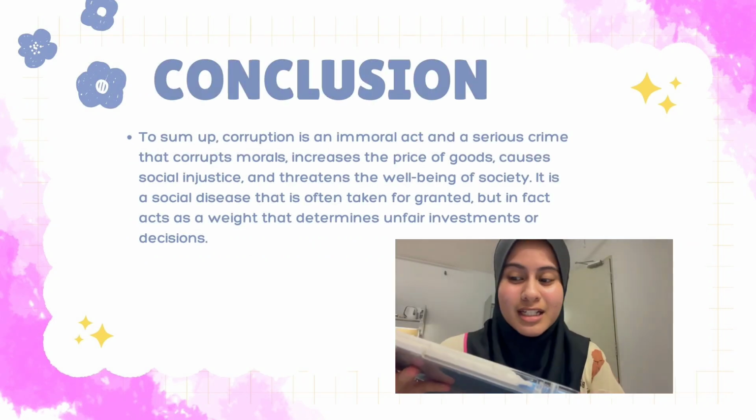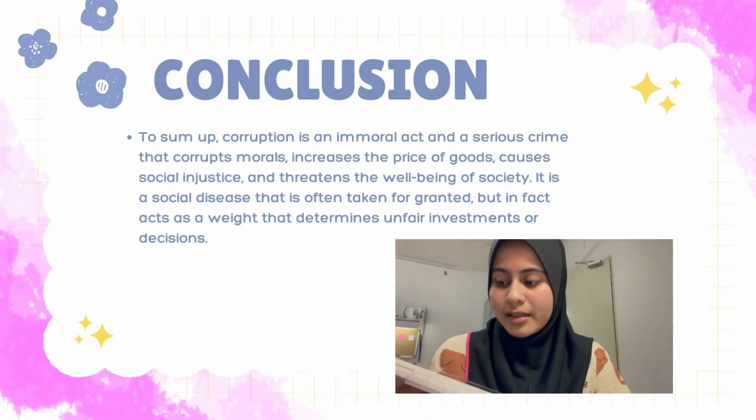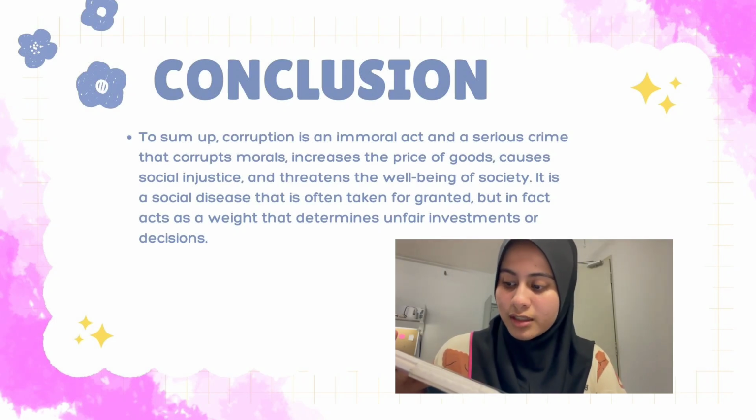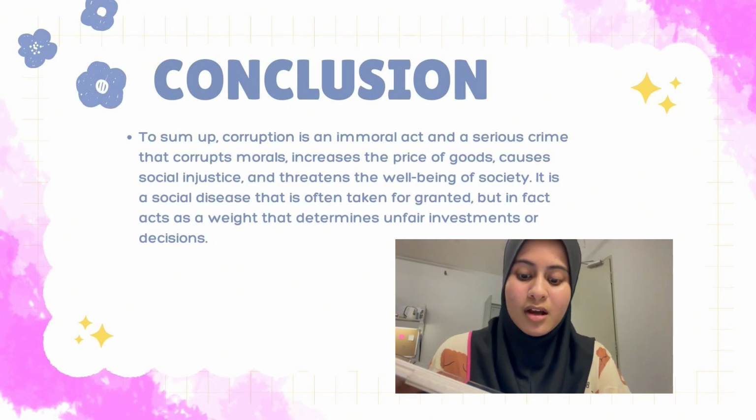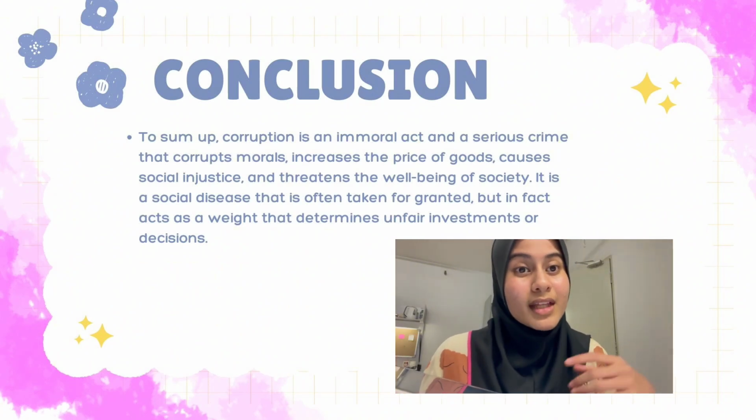The conclusion is, to sum up, corruption is an immoral act and a serious crime. Corruption increases the price of goods, causes social injustice, and threatens the well-being of society. It is a social disease that is often taken for granted, but in effect acts as a weakness that determines unfair investment or decisions. That's all.